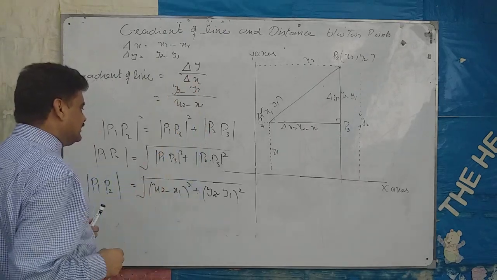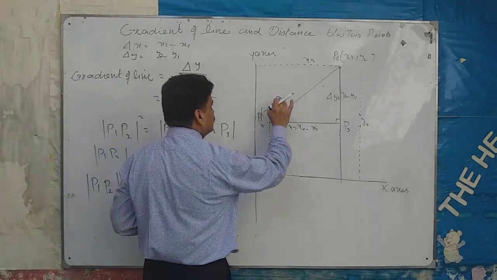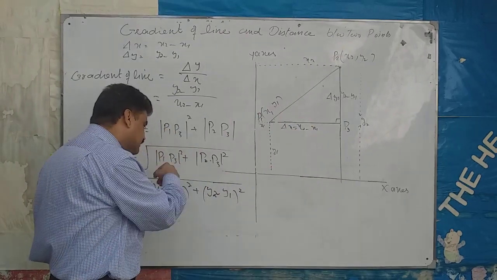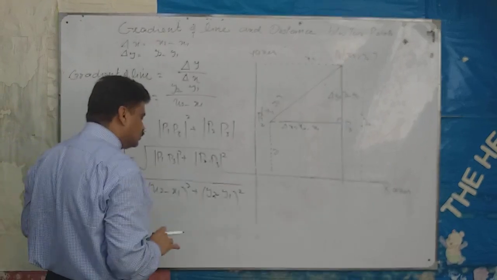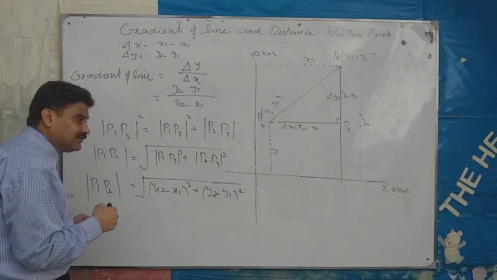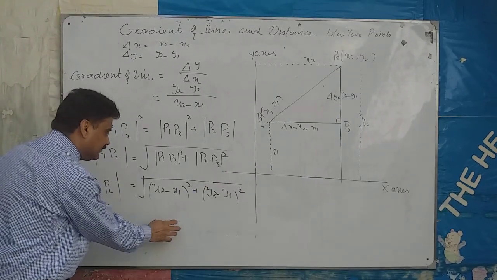Finally, we can say that the distance between 2 points is a positive square root of the sum of squares of the difference between ordinates and the difference between abscissas.